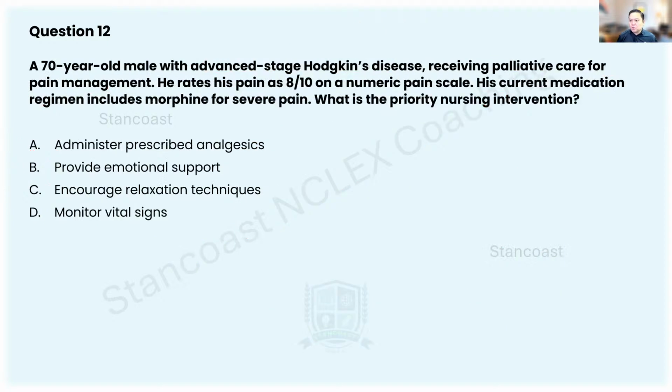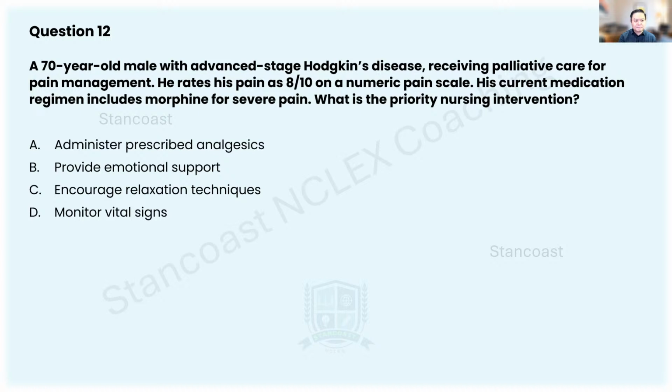A 70-year-old male with advanced stage Hodgkin's disease receiving palliative care for pain management. He rates his pain as 8 out of 10 on a numeric pain scale. His current medication regimen includes morphine for severe pain. What is the priority nursing intervention? Is it A, administer prescribed analgesics, B, provide emotional support, C, encourage relaxation techniques, and D, monitor vital signs?